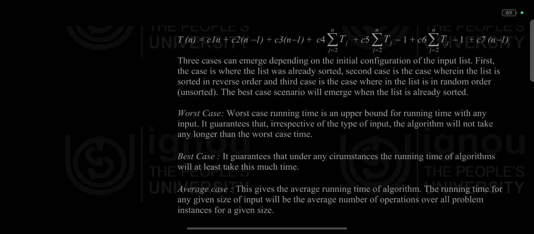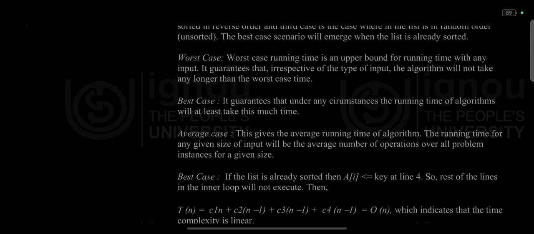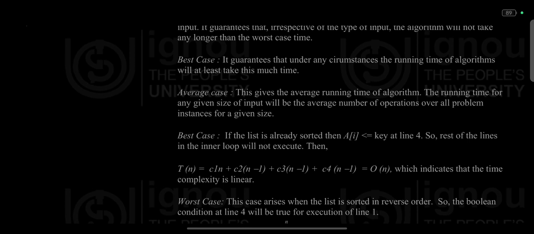Worst case running time is an upper bound for running time with any input. It guarantees that irrespective of the type of input, the algorithm will not take any longer than the worst case time. Best case guarantees that under any circumstances, the running time of the algorithm will take at least this much time. Average case gives the average running time of the algorithm. The running time for any given size of input will be the average number of operations over all problem instances for a given size.